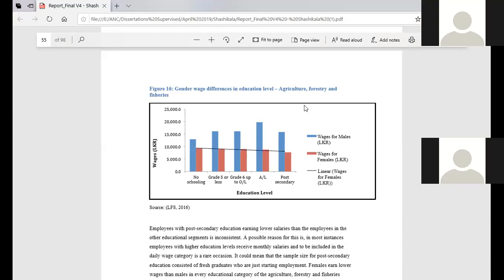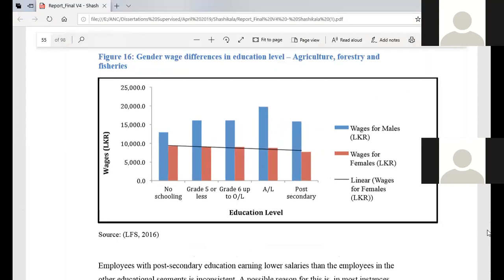Now look at this, okay? Enlarge the screen. Right? Now when you look closely, you can see the education level increases. No schooling up to grade 5, then 6 to O level, A level, post secondary. Then you see that as education level increases, there is a tendency for the wages of females to decrease. Right?